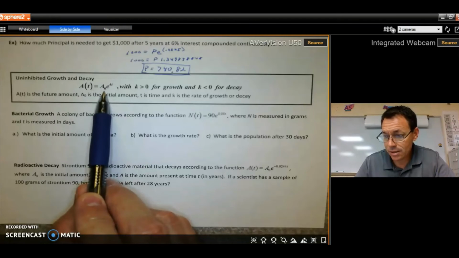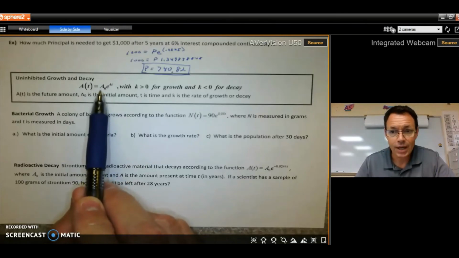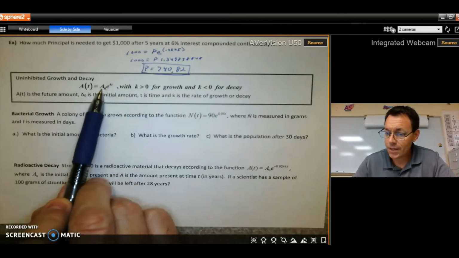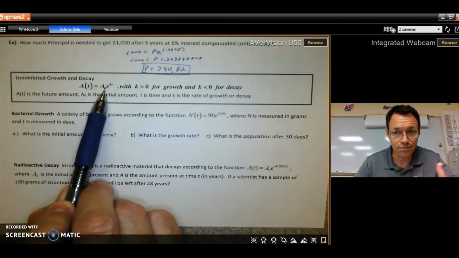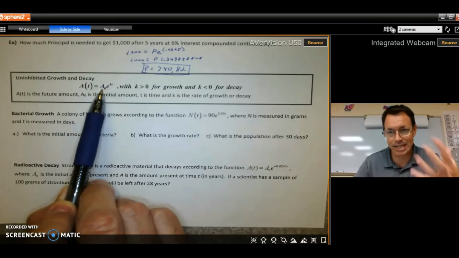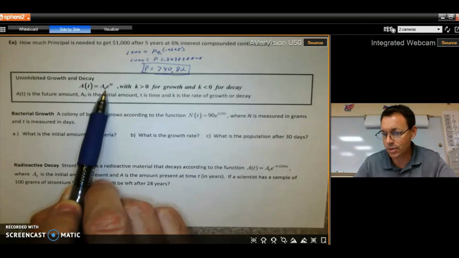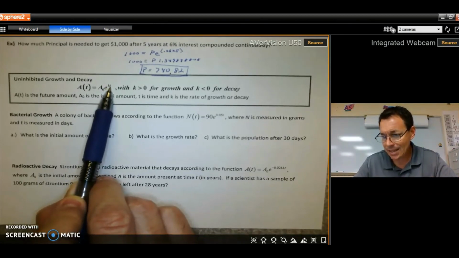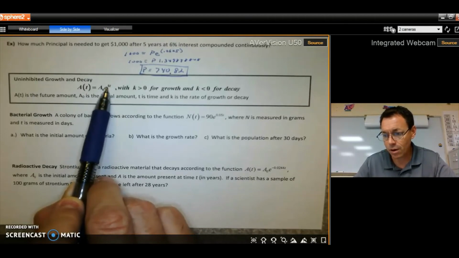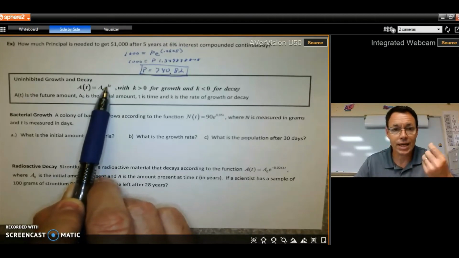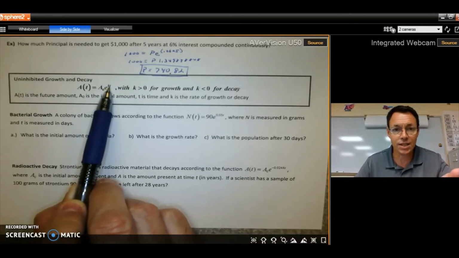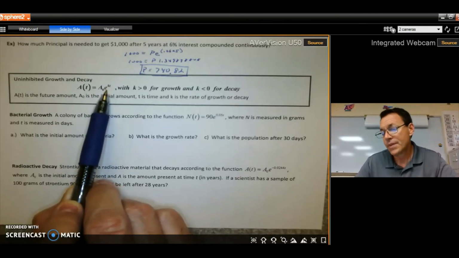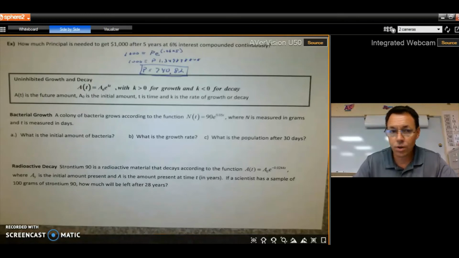Now, honestly, it's the exact same formula as the PERT formula. This is the amount of stuff you're starting with. So it's not principal, it's not money, it's stuff. It's bacteria, it's insects, it's some amount that you're starting with. And then it's e to the kt power. So instead of r, which is interest rate, and is usually given to us as a percentage that we turn into a decimal, this k is called the growth rate.